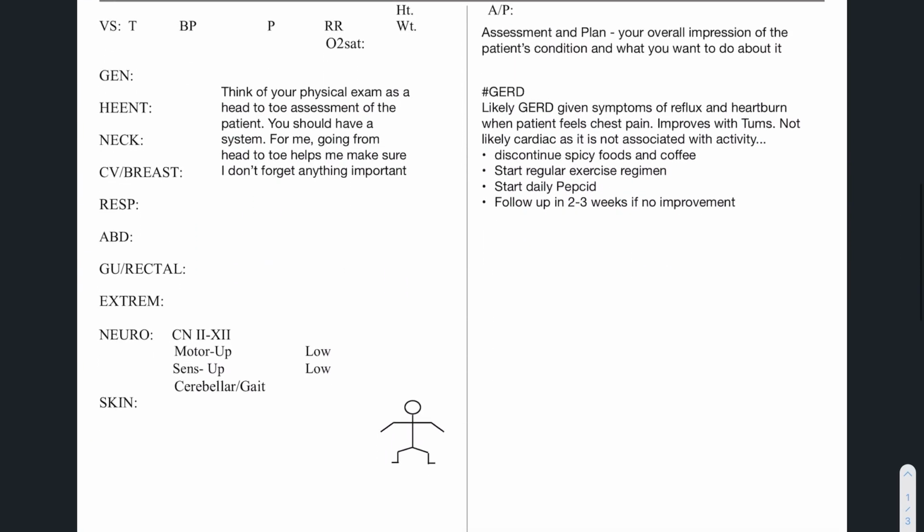So that's your physical exam, but we start with the vitals. I will put a short video on what the normal vitals are, but generally we look at temperature, we look at blood pressure, we look at pulse, we look at respiratory rate, we look at O2 saturation, and then we also sometimes look at height and weight. This, not so much, but these are really important.